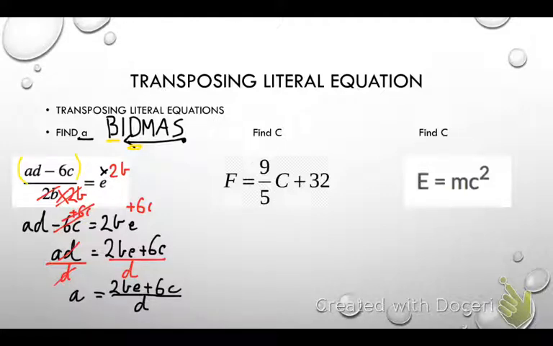The first thing we're going to do is, you can see there's an addition. Using reverse BIDMAS, we want to get rid of that addition of 32, and the opposite of that is to take 32 and do that to both sides. Plus 32 and take 32 is going to be 0, and then that leaves us with the equation showing F take 32 equals 9/5 C.